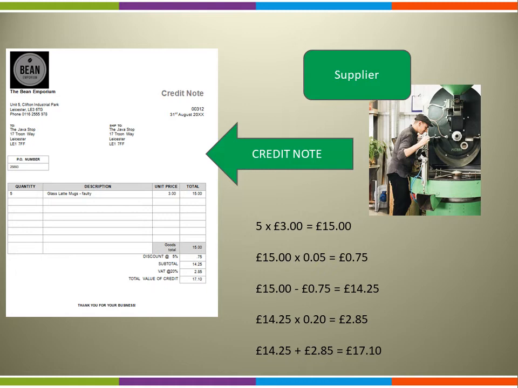We then need to calculate the VAT of 20%, so we multiply the 14.25 by 0.20. This gives us a VAT amount of £2.85. To get the total value of the credit, we take the 14.25 subtotal and add the £2.85 VAT. The supplier has to issue a credit note for £17.10.